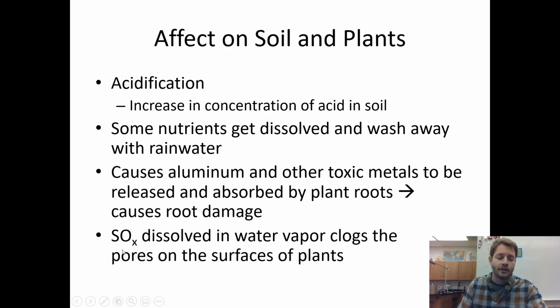And then sulfur oxides, mainly sulfur dioxide, dissolved in water vapor. This can clog the pores on the surface of plants, and this makes it more difficult for them to undergo photosynthesis because they can't take in carbon dioxide.